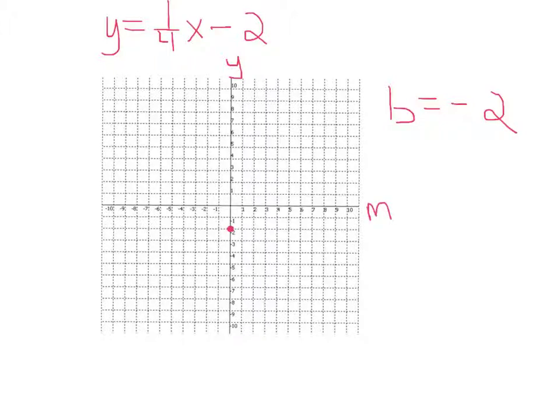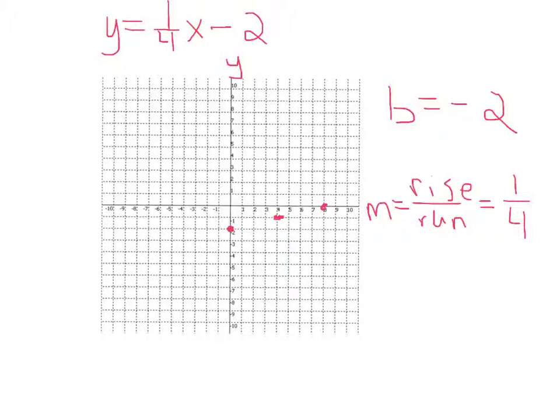And then my slope, and remember when we're graphing slope, we want to think rise over run. And we want to consider our slope as a fraction, which it already is, 1/4. So that means we're going to rise 1, run 4. And I always start, you always go either up or down, but always to the right to start. So go up 1, right 4. Up 1, right 4.